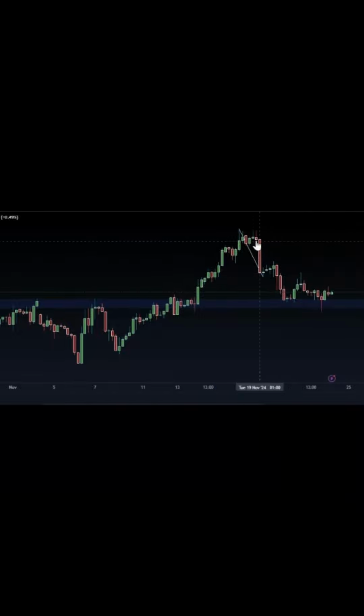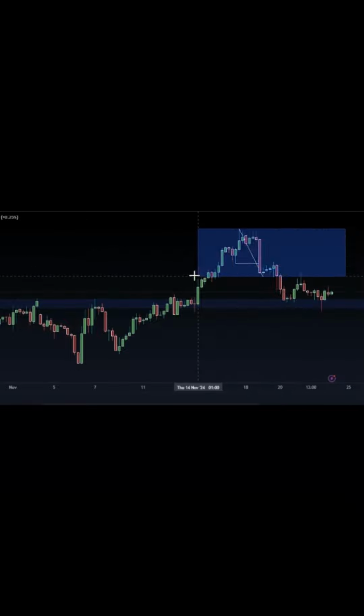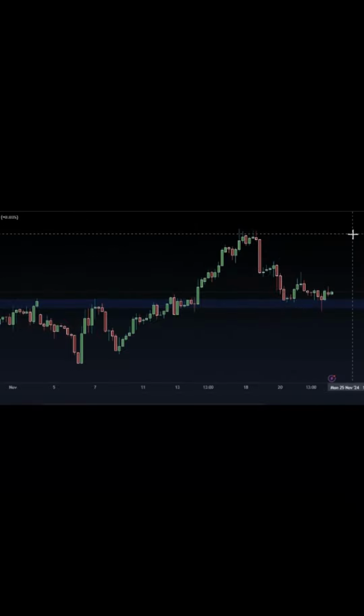If I was to draw an AB equals CD leg, since the pullback of the violation here, to clone that and paste it to this leg, the next leg down, this is what we call maybe an equal CD or an equal measure move leg. Look where it lines up, right at the bottom of that zone. That's exactly where price probed as well.